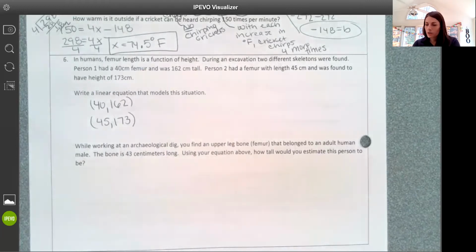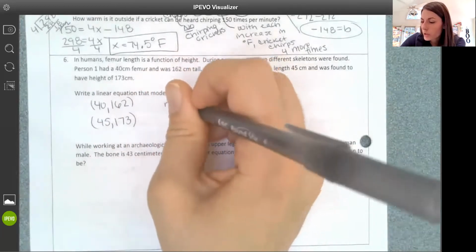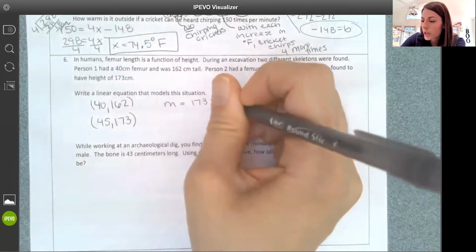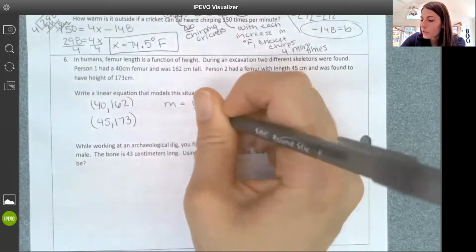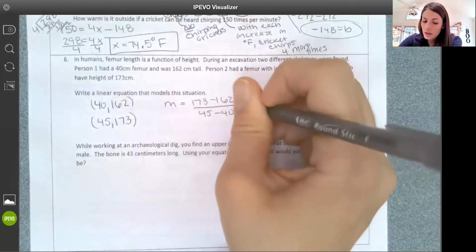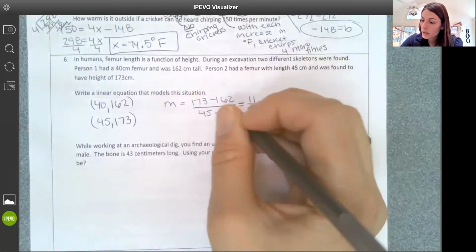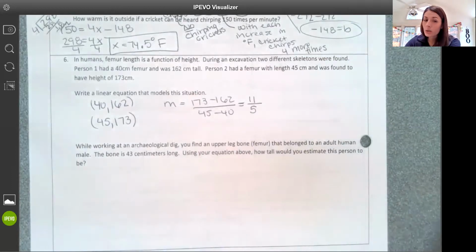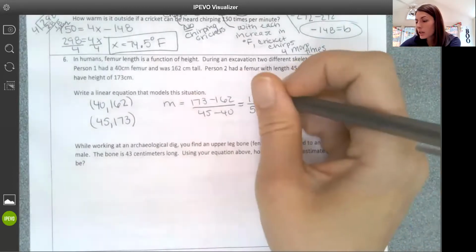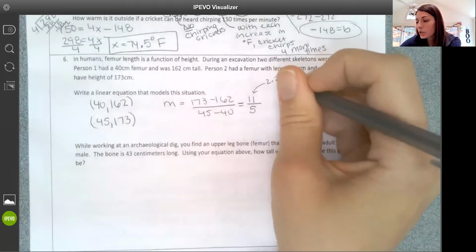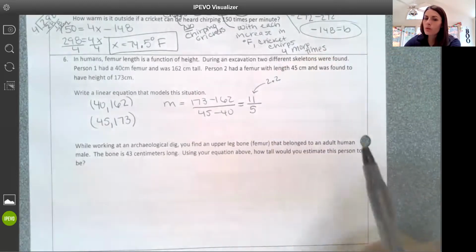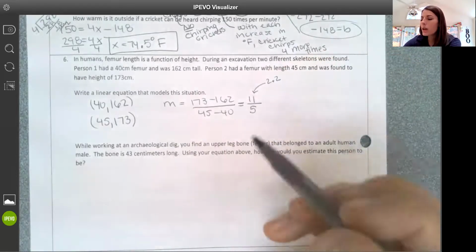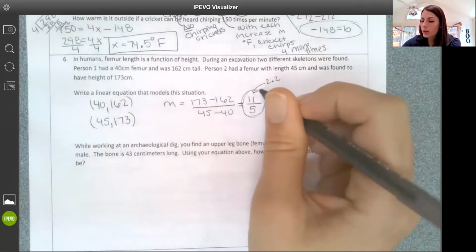So first thing I would do is start with slope. The slope between these points, 173 subtract 162 over 45 subtract 40, is going to give me 11 in the numerator and 5 in the denominator. And I can't clean that up at all. In terms of thinking about this actual equation, I can think about this as 2.2, which will help us when we think about what our equation means. But I'm going to leave it as 11/5 for right now.